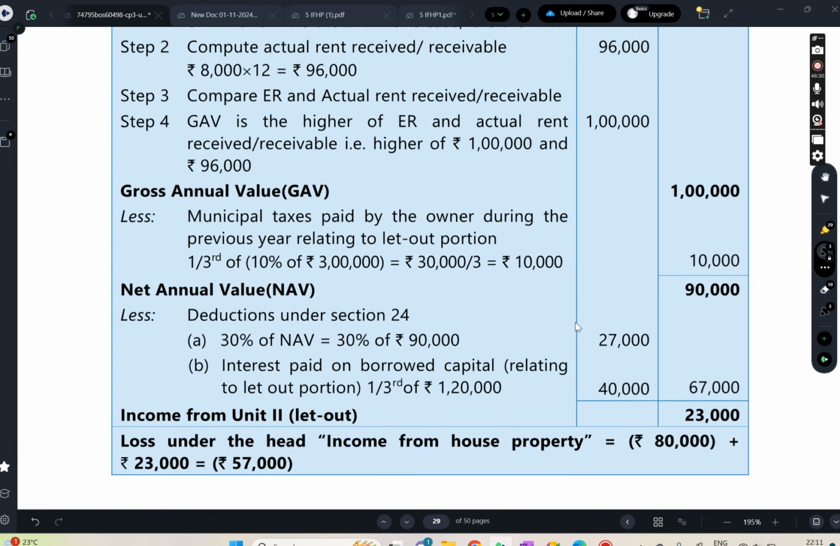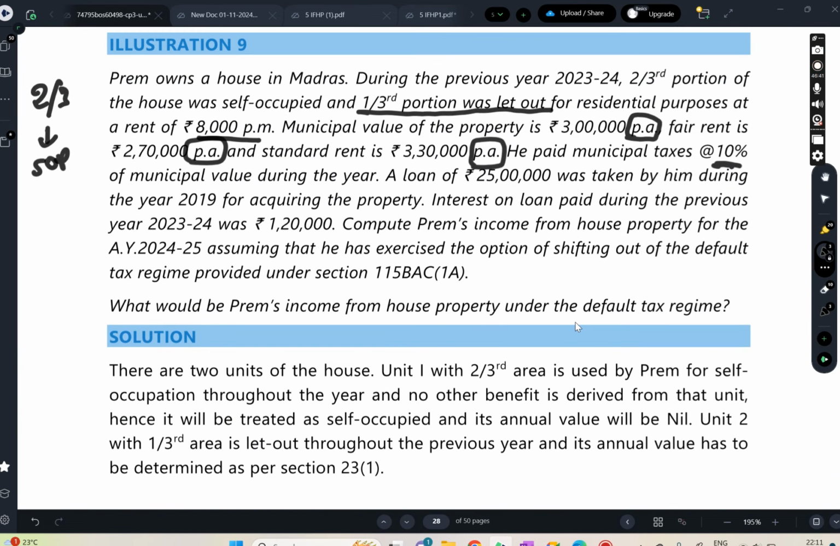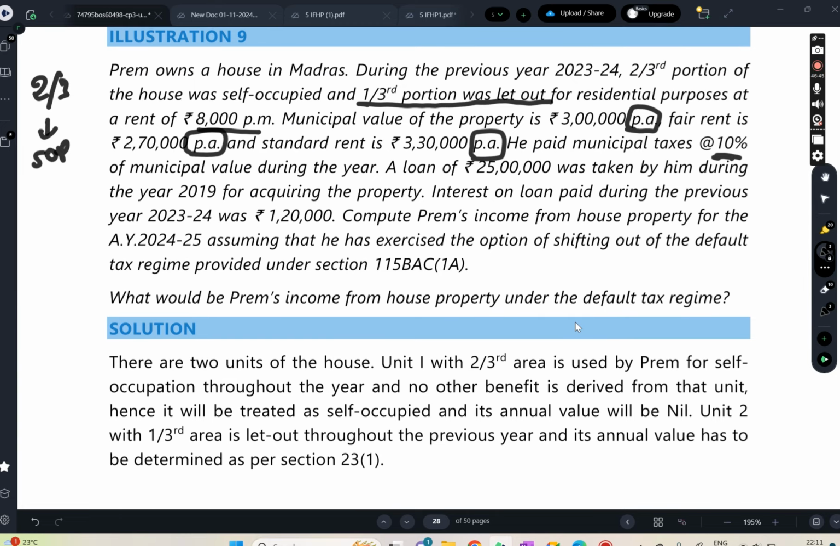So, municipal taxes you have paid total 30,000. This also you need to split. Okay, this also you need to split. Everything you need to split under 1/2, 1/3 and 2/3. Okay, that's all for this part until here.